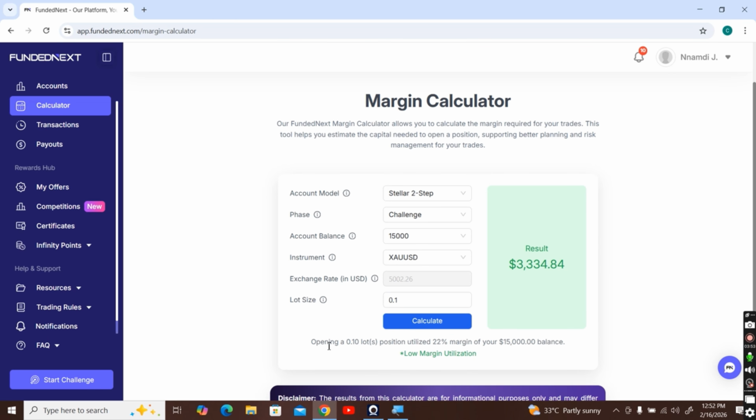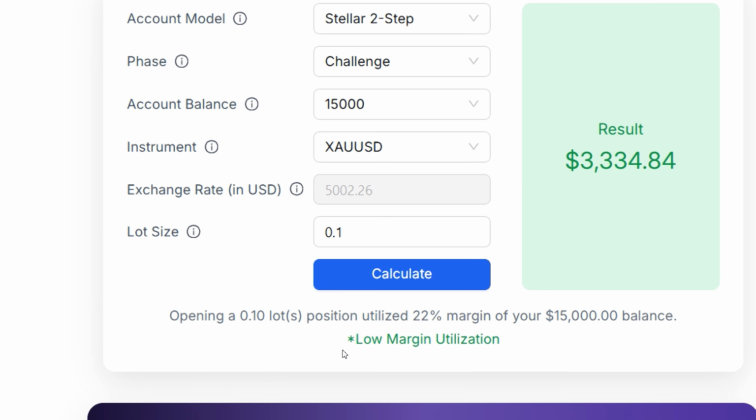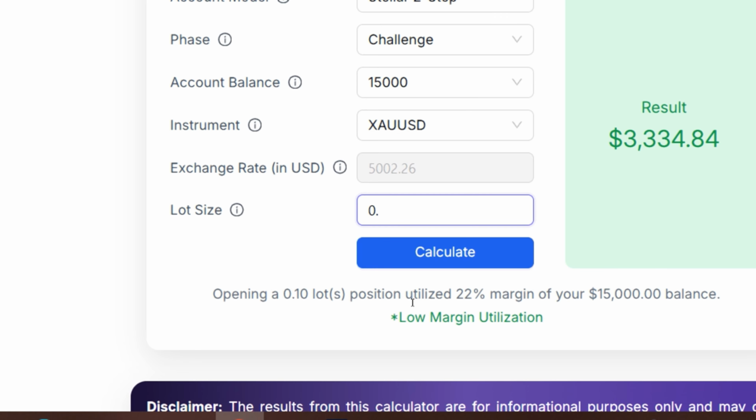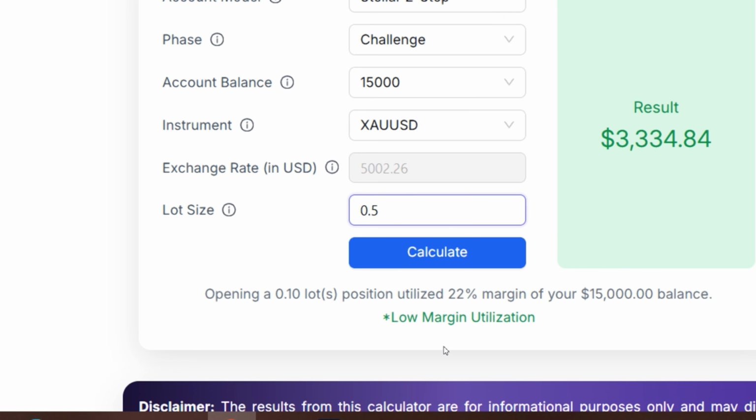You understand? Then go to this particular place and read what they wrote below here. You see what they say there: opening a 0.1 lot position utilizes 20% margin. So 20% margin means if you're using 0.1 lot size, you're using 20% of your margin in the 15k account. So it's not a high margin and it is actually good. Do you understand? Let's increase it to something like 0.5 and then click on calculate.